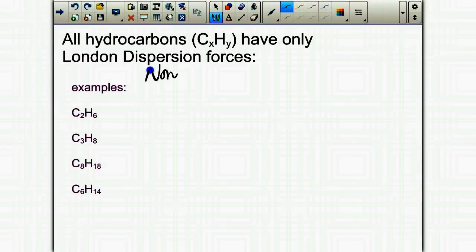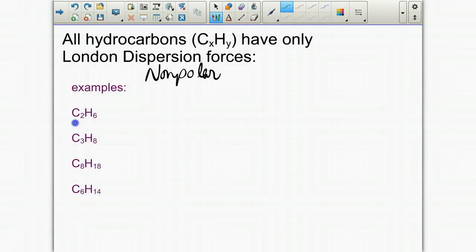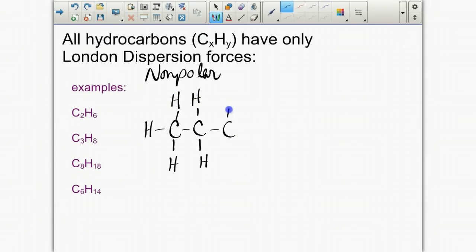Any hydrocarbon made up of just carbons and hydrogens, no matter what number of carbon and hydrogens, will only have a London dispersion force because they are nonpolar molecules. So C2H6, C3H8, C8H18, C6H12, all of these are considered nonpolar and have only a London dispersion force. And just to show you what they look like, I will draw C3H8, and it's a chain of carbons, and each carbon has 4 bonds around it. And so you'll notice it's a very symmetrical structure, which is a big reason why it's considered nonpolar.